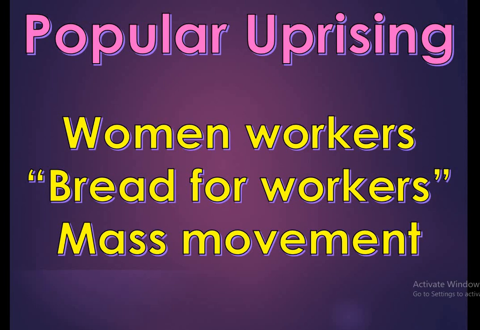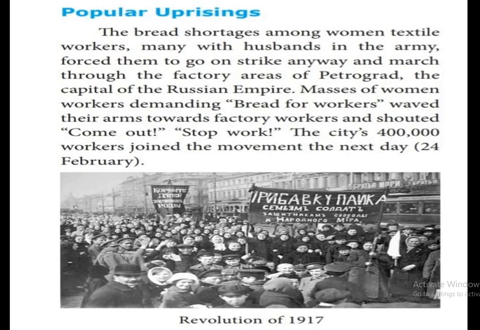Bread for workers. And by the very next day it became a mass movement, and every laborer and worker joined and started to oppose Tsar Nicholas II's rule. It is said that about 4 million people joined in this mass action. You can see the picture over there with the ladies, the workers and the laborers.